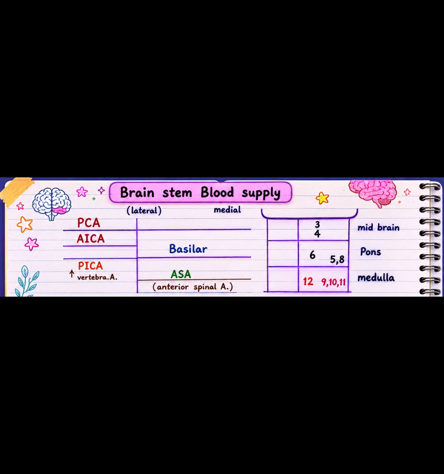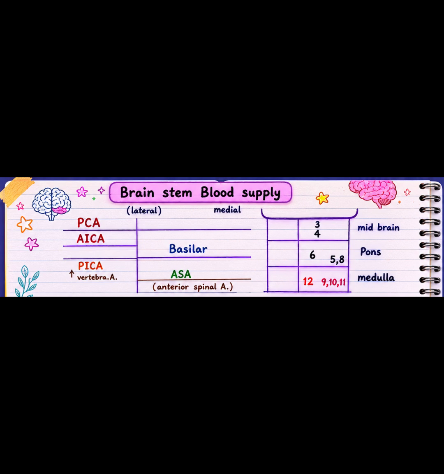Now I will try to explain what I wrote on this paper. The midbrain is all supplied by the PCA, posterior cerebral artery, medial or lateral, or together, for the midbrain only. The pons is divided into two parts. The lateral part is given by AICA, the anterior inferior cerebellar artery. The medial part is given by the basilar artery. Lateral AICA, medial basilar.